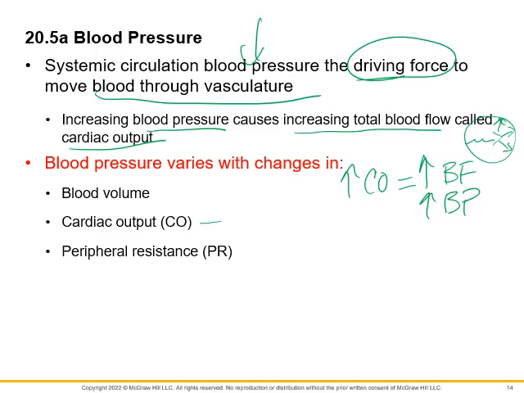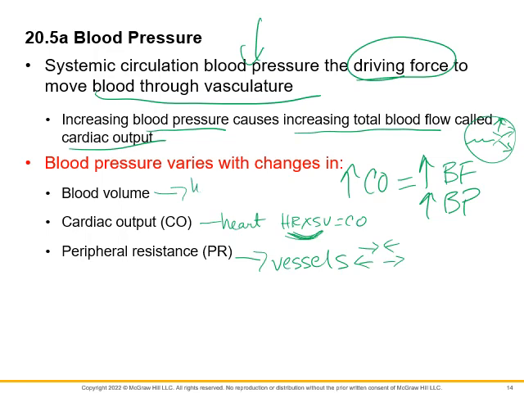We talked about cardiac output already when we talked about the heart. We talked about heart rate times stroke volume equals cardiac output. These were basically factors that could increase or decrease depending on the heart function. We're going to talk about peripheral resistance, which has more to do with the vessels. So the vessels can dilate, or the vessels can constrict, and that can change your blood pressure as well. Blood volume, this is when we're going to talk about the hormones.